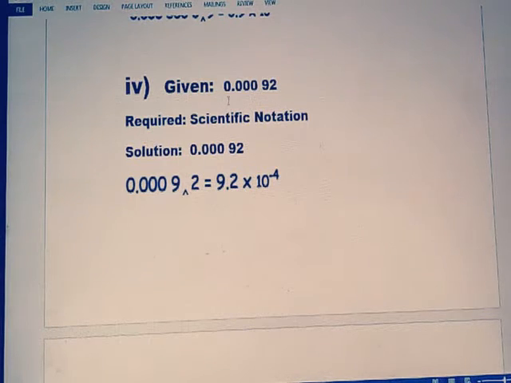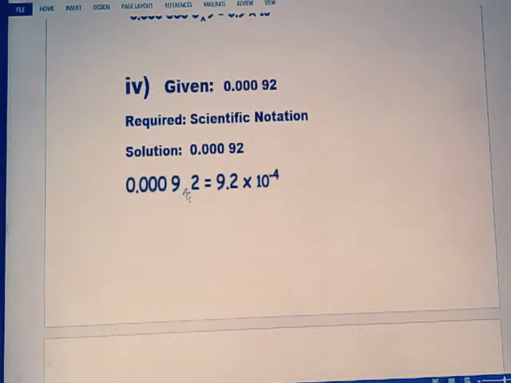Look at another part, 0.00092. Required is scientific notation. Again, the reference position is between 9 and 2 because 9 is the first non-zero digit and 2 is the next on the left. So our reference position is between 9 and 2. So this is also our new position of decimal point.